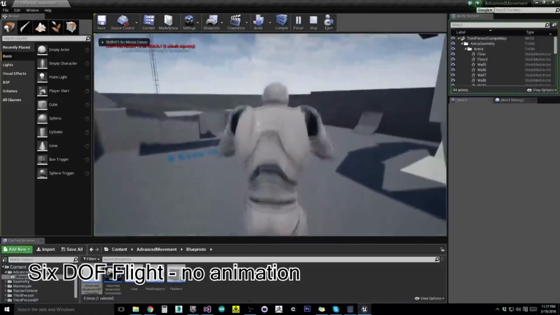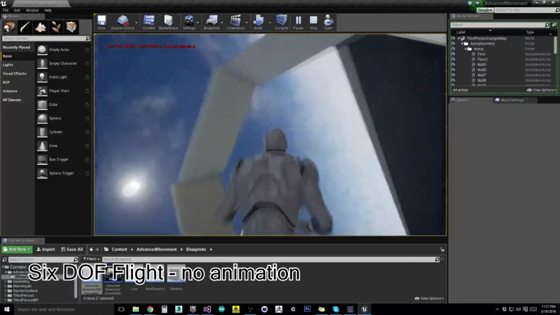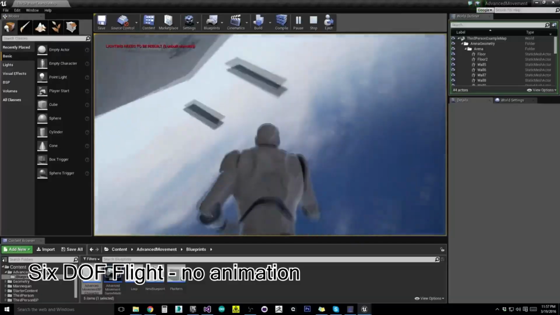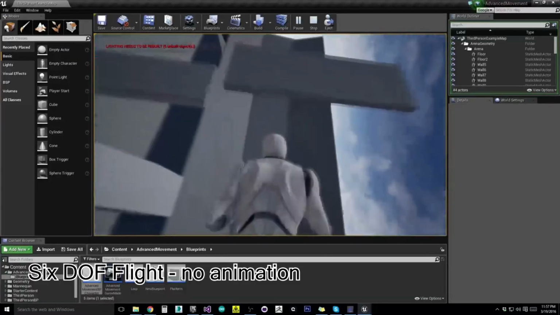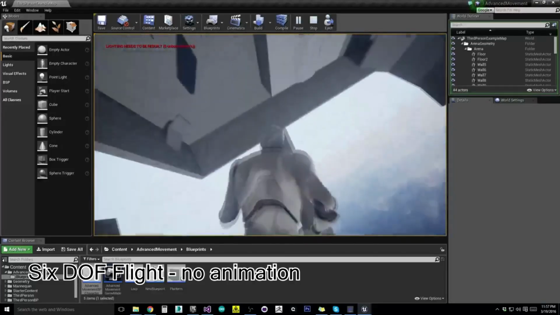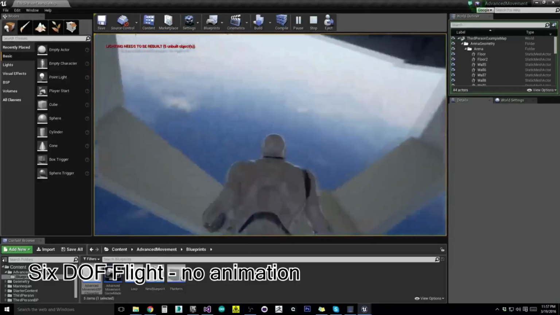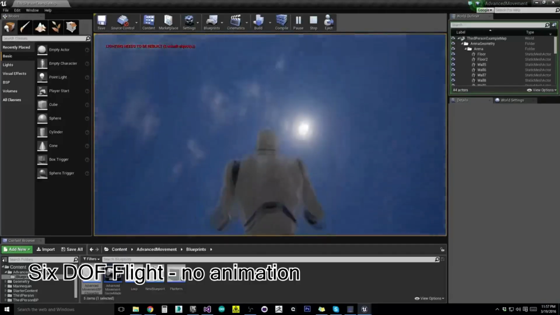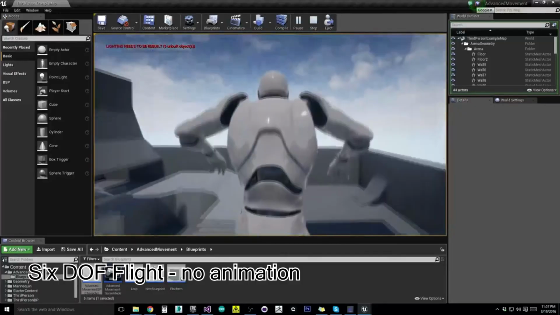Here we have a flight movement mode toggled on. No animations, but this is 6 degrees of freedom. I've put roll on the Q and E keys and vertical movement on its basic control. Basic kinematics, essentially. Toggle it off and landing there.